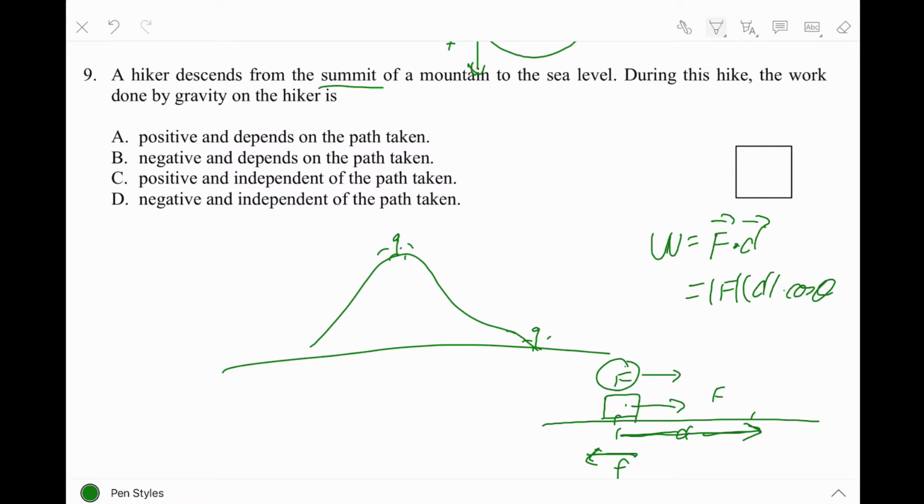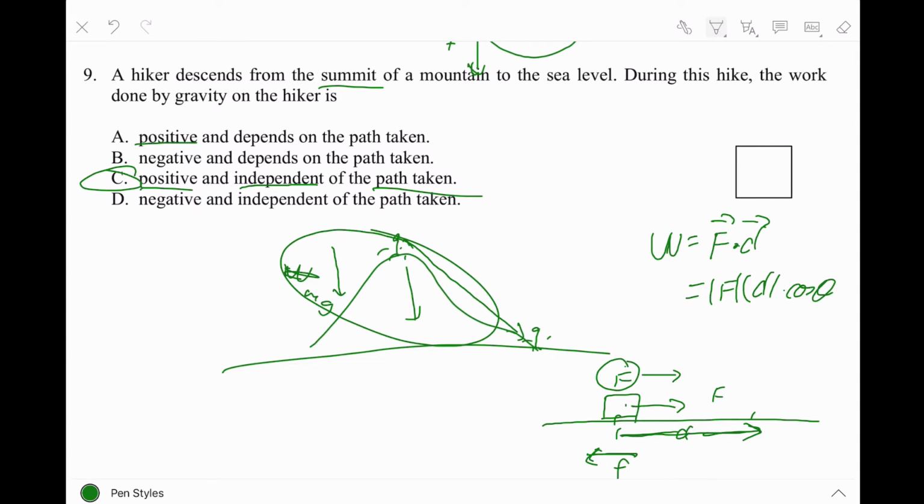Here, it moves down here. So the force is here, mg, the W, the gravity. The displacement is also down, so they are in the same direction. So I will say positive. But it doesn't depend, it is independent of the path. So it's C.